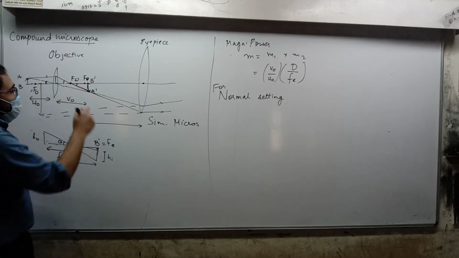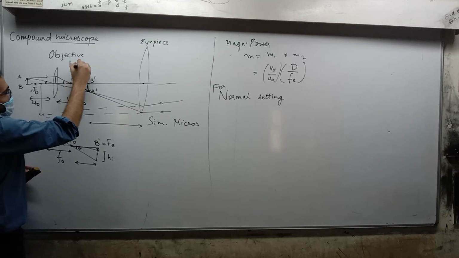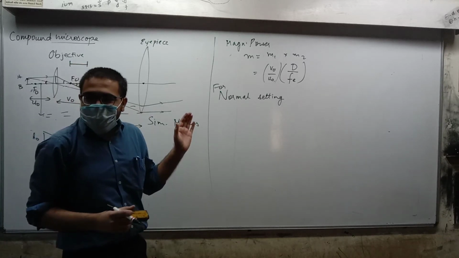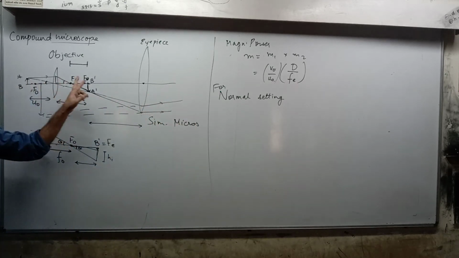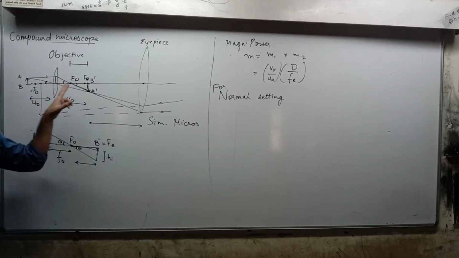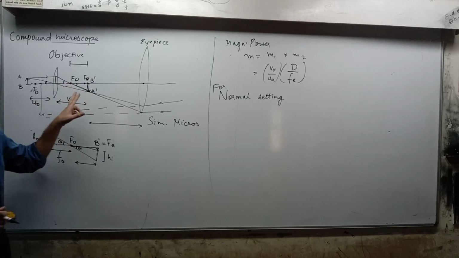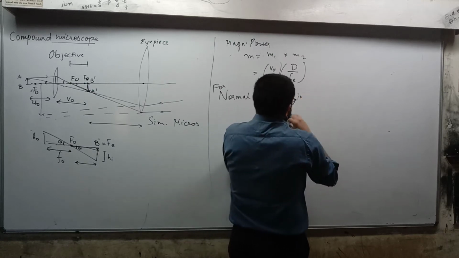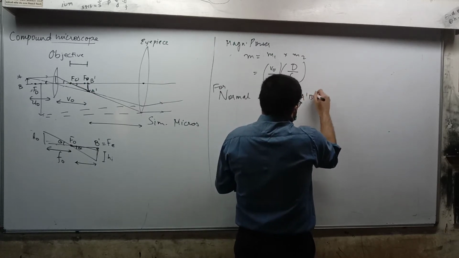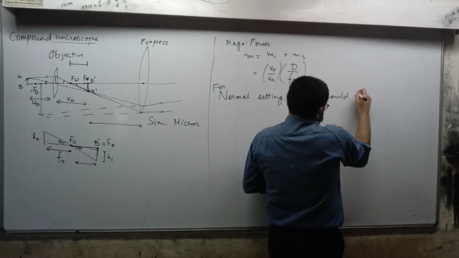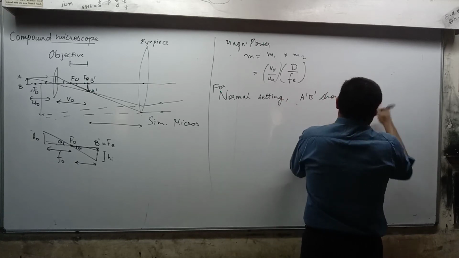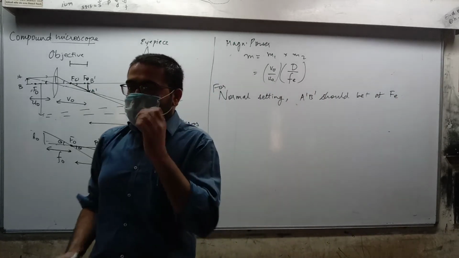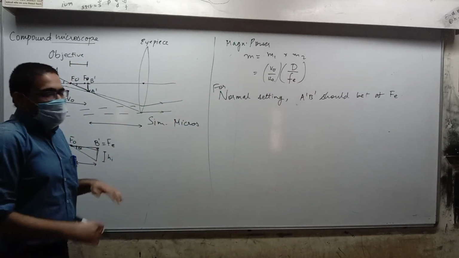If I want to define, look at this. We are talking about the distance between the FO point and the FE point. So we are going to define it properly. For normal setting, A dash B dash should be at FE.